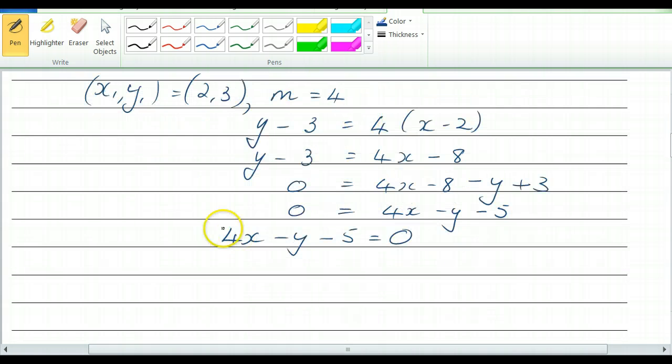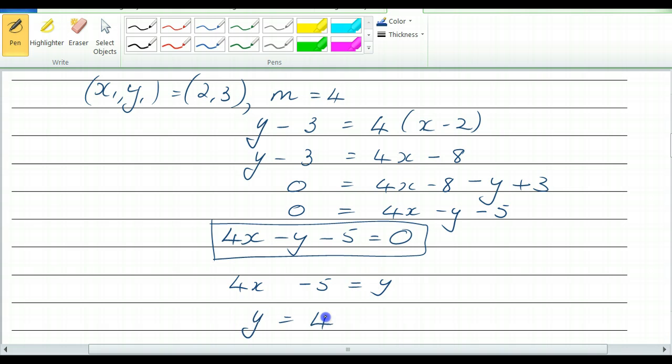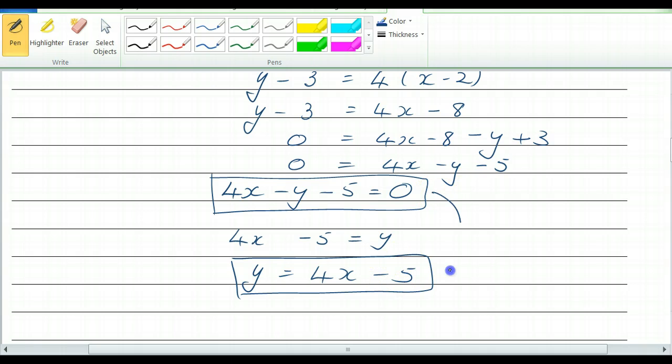Now that's the equation of the straight line in one way we can write it. The alternative way to write it is in the form y equals mx plus c. In this case, taking the y to this side, we'll have 4x minus 5 equals y, or rearranging, y equals 4x minus 5. So this is the alternative arrangement. We can write the equation of the straight line in this form as well. These two forms are equivalent. They're just saying the same thing in different ways.